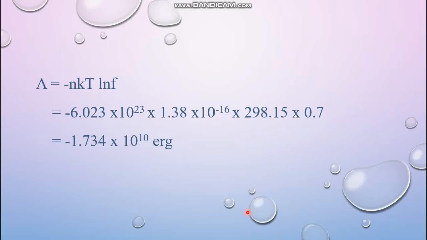In order to find out the value of A, you have to write its expression. What is the expression? It is minus N k T ln f. You know all these values, put the value of N, that means Avogadro number, the value of k, the value of T as usual, and the value of ln f as usual, 0.7. So the value is minus 1.734 into 10 to the power 10 erg, or it is minus 1.734 kilojoule, isn't it? Into 10 to the power 3 joule. That means if you eliminate the 10 to the power 3 part, then it will become kilo. So it is either minus 1.734 into 10 to the power 3 joule, or if you do not write the 10 to the power 3 part, it's kilojoule.